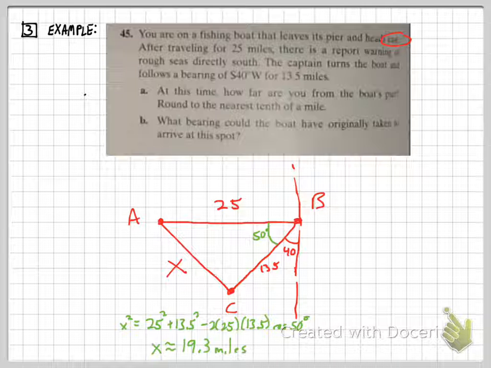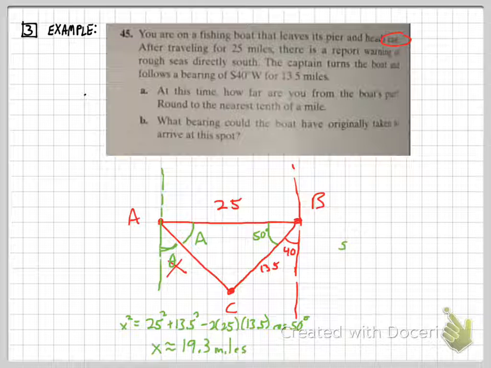There's a second part to this question, which is at what bearing could the boat have originally taken to arrive at this spot? If I wanted to go straight from point A to point C, I would want to travel through this angle. I'm going to call that theta and think about how I could find that. If I can find the angle inside the triangle, which I'll call angle A, then I could find angle theta very easily by subtracting from 90. Think about that for a second. How on earth could you figure out angle A?